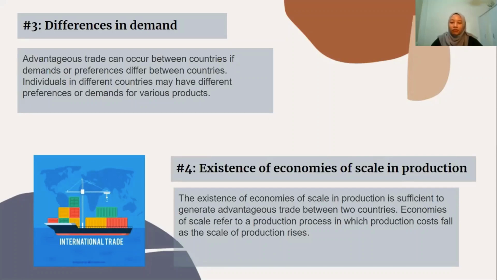Next, number 4, the reason why countries trade is the existence of economies of scale in production. The existence of economies of scale in production is sufficient to generate advantageous trade between two countries. Economies of scale refer to a production process in which production costs fall as the scale of production rises.